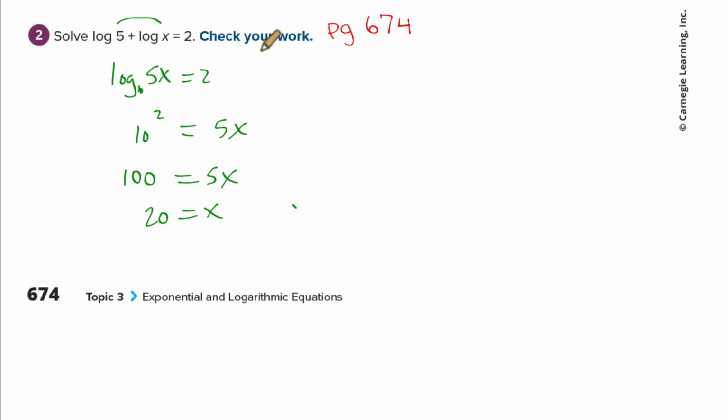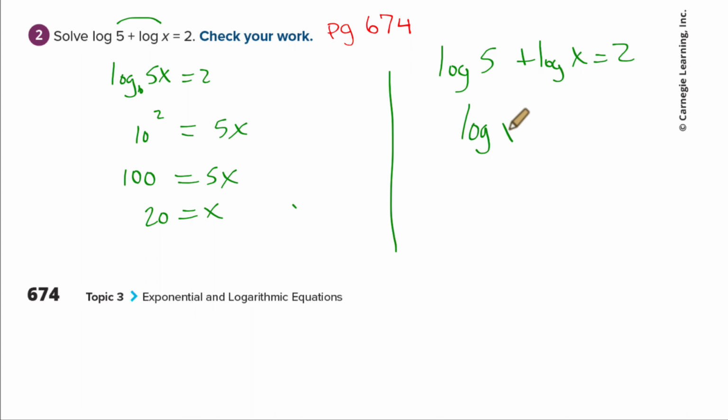The other way we could figure that out, I don't think we want to do this, but we'll try it because I'll show you everything. That way you got a toolbox that's full, right? So log base 5 plus the log of x equals 2. You could figure this out. Log of 5 is a decimal. So we could say the log of x is going to be equal to 2 minus the log of 5, because I can just subtract the log of 5 from each side. And that's the log of x.